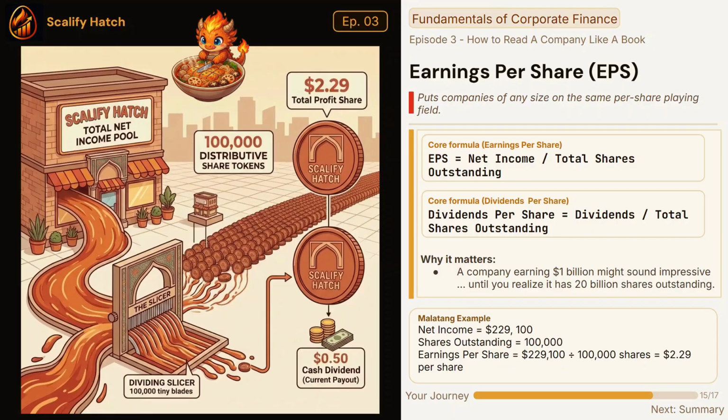That's why investors don't just look at the total net income. Total profit tells you the size of the company. Earnings per share tells you how much of that profit is actually yours. It's a number that lets you compare a massive company and a tiny one on equal footing, and it's one of the key inputs into figuring out whether a stock is actually worth what it's trading for.